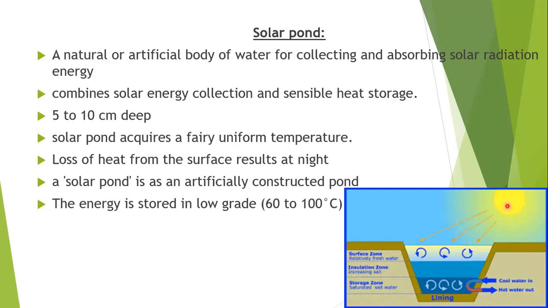There is loss of heat from the surface, especially at night. Loss of heat will result at night especially, because this results in circulation of water by convection. So if heat is lost, the convection circulation will start. This situation is changed if the pond contains salt water at the bottom with a layer of fresh clear water on the upper side. So if you take salt water at the bottom and fresh water above it, we can reduce the losses.